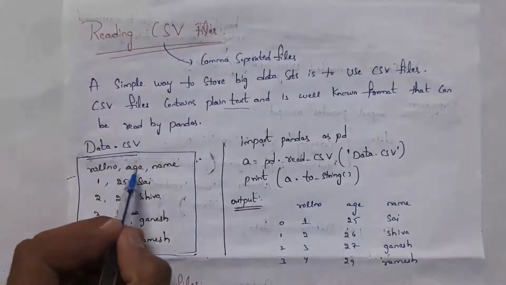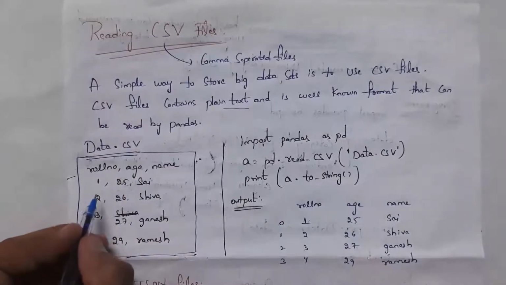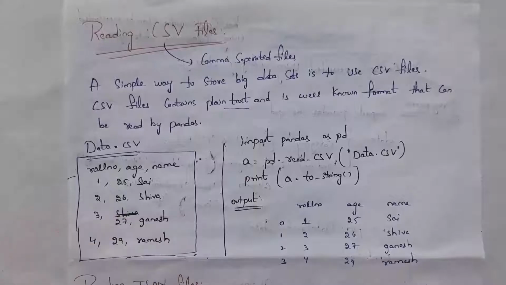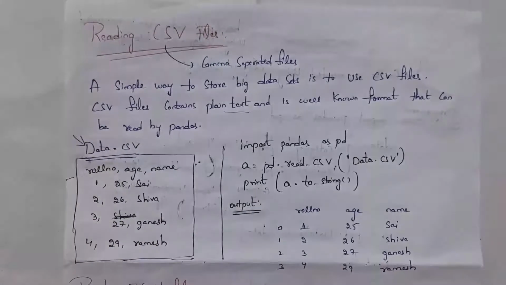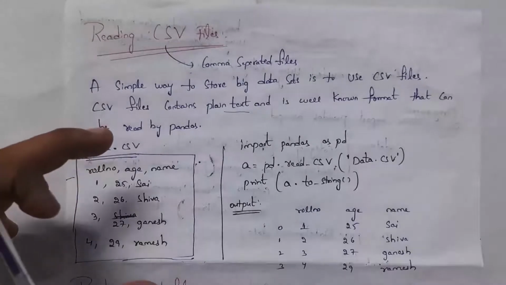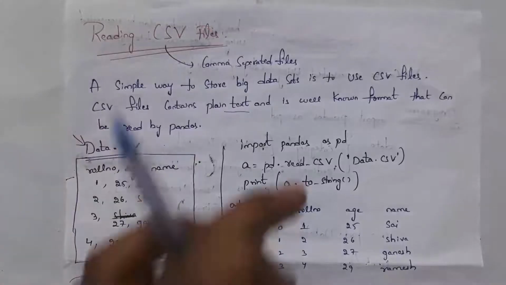Rule number, comma, age, comma, name. In next line 1, comma, 25, comma, Sai. And in next line 2, comma, 26, comma, Shiva and so on. This is my data which is stored in data.csv file. Now what I want to do is, I want to represent the CSV file data in the form of table by using pandas. So this is program.